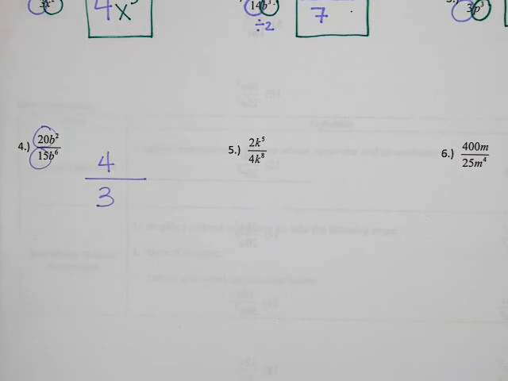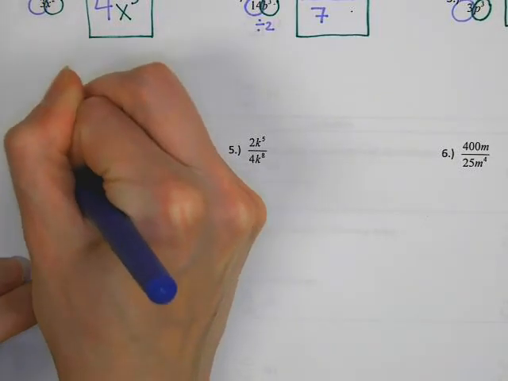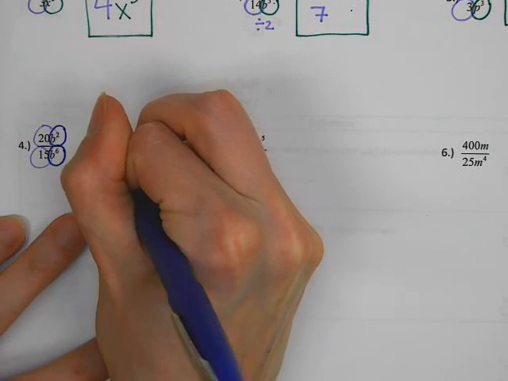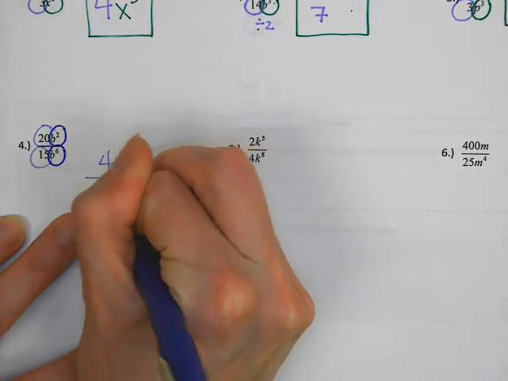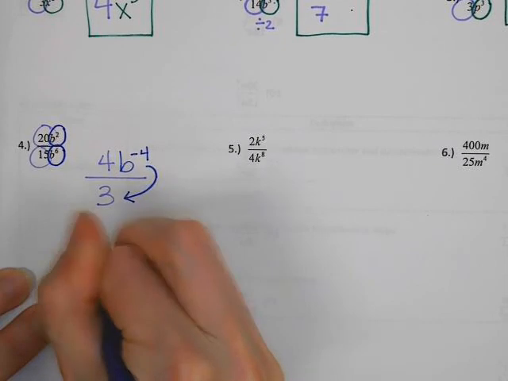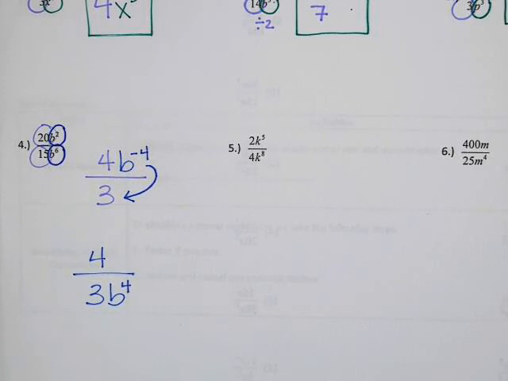Now for the exponents, we subtract. 2 minus 6 is -4. But we don't want any negatives in our final answer. So if you get a -4, we need to drop it like it's hot. Remember that? So the final answer is actually 4/3, and the b to the 4th is going to stay in the denominator.